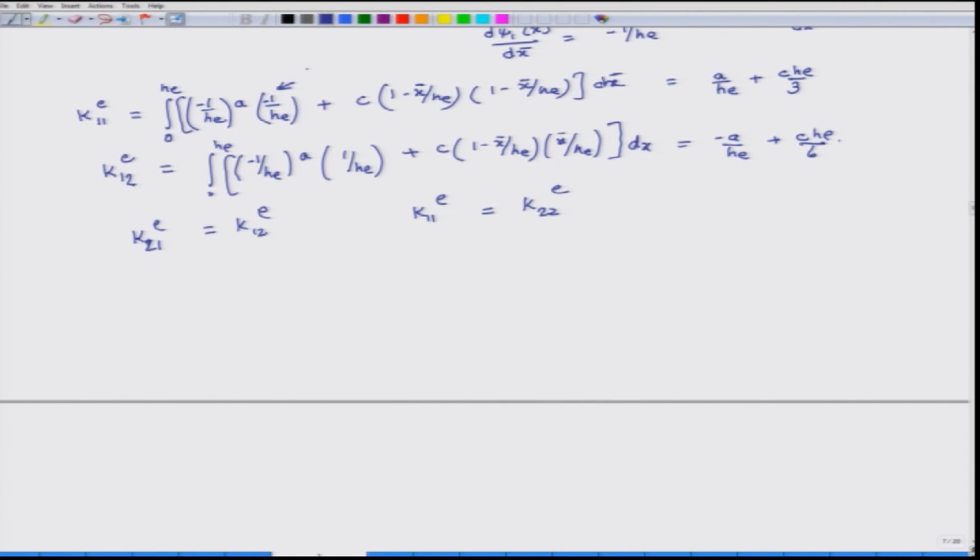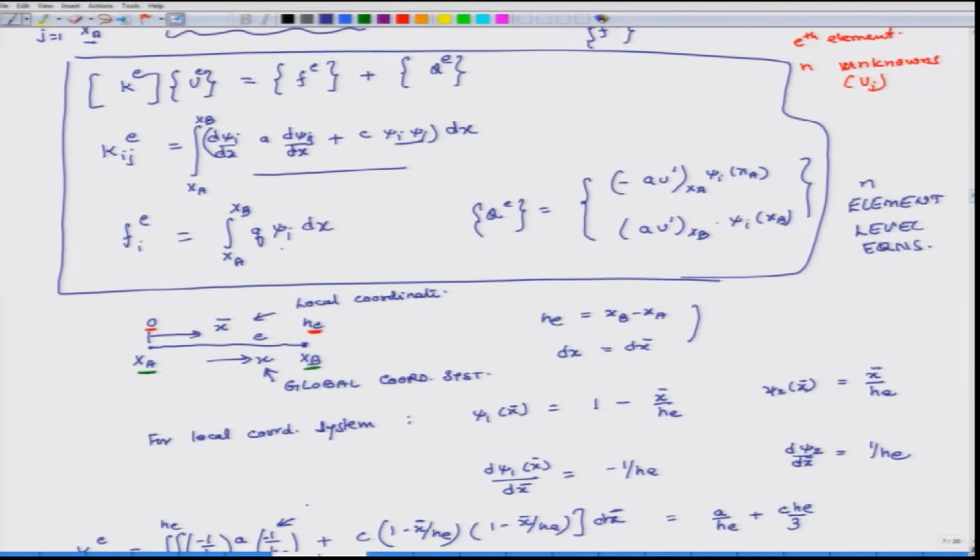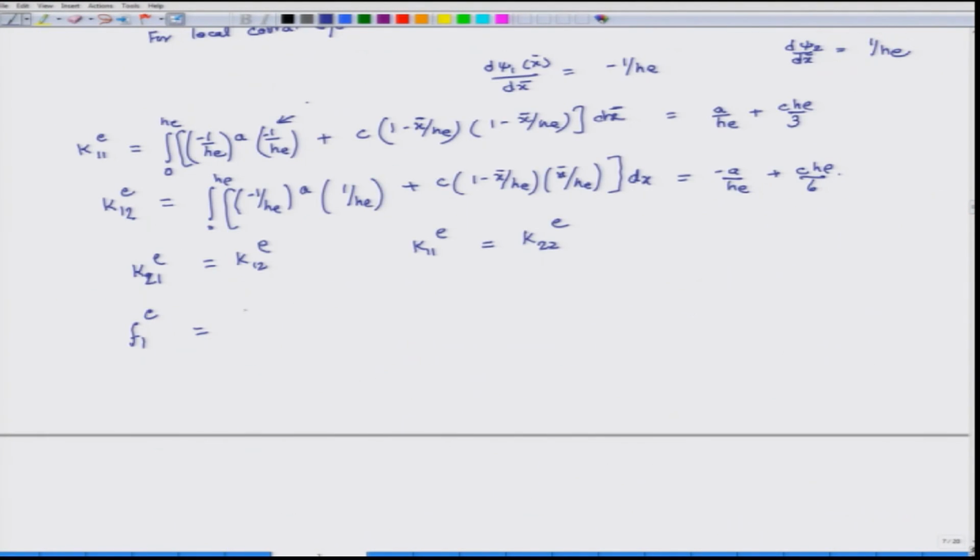Likewise, we can also calculate the force vector. So, F1 E, what is force? The force vector is q times psi i dx. So, F1 is q times 1 minus x bar over h e dx integrated between 0 and h e, and that comes to be q h e over 2, and F2 E is equal to q h e over 2.